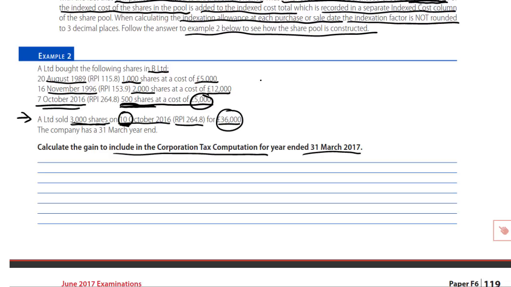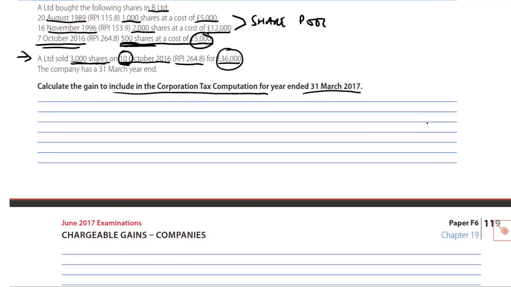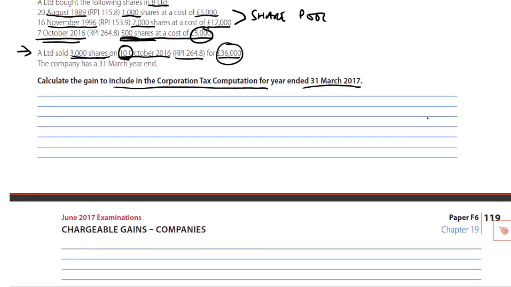Then, as we've obviously sold 3,000, not just 500, we'll go to our share pool, and those two purchases, August 89 and November 96, are the ones that will be allocated to that share pool. Right, let's just show our determination, therefore, of the gains on this disposal.